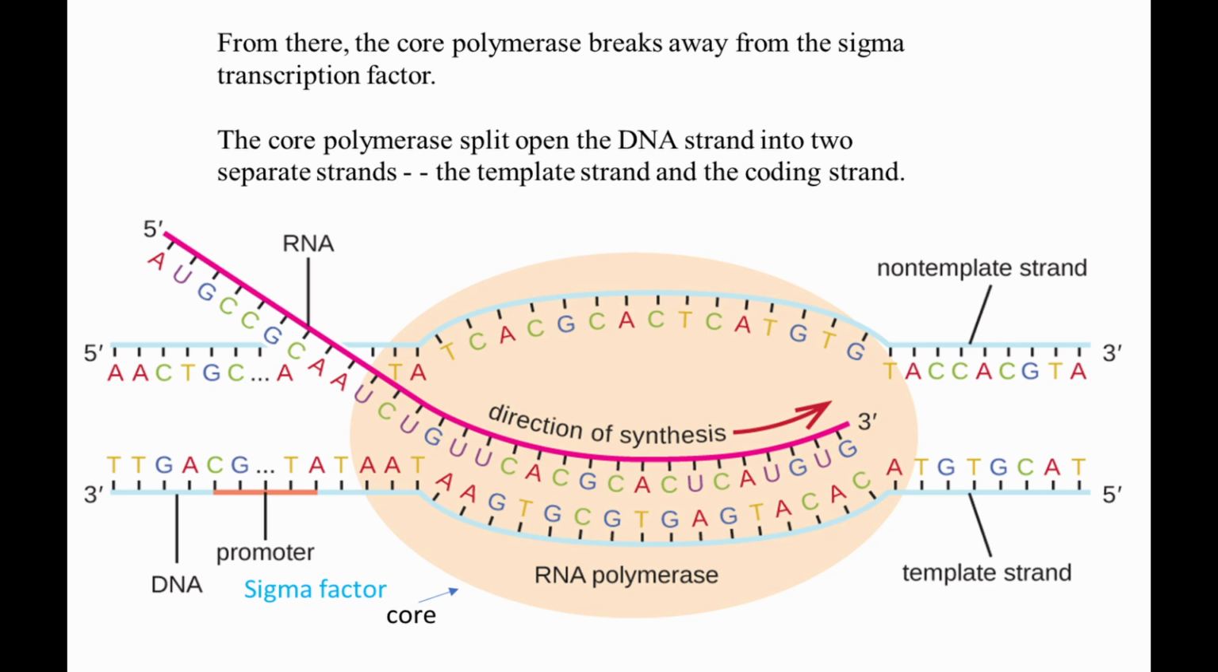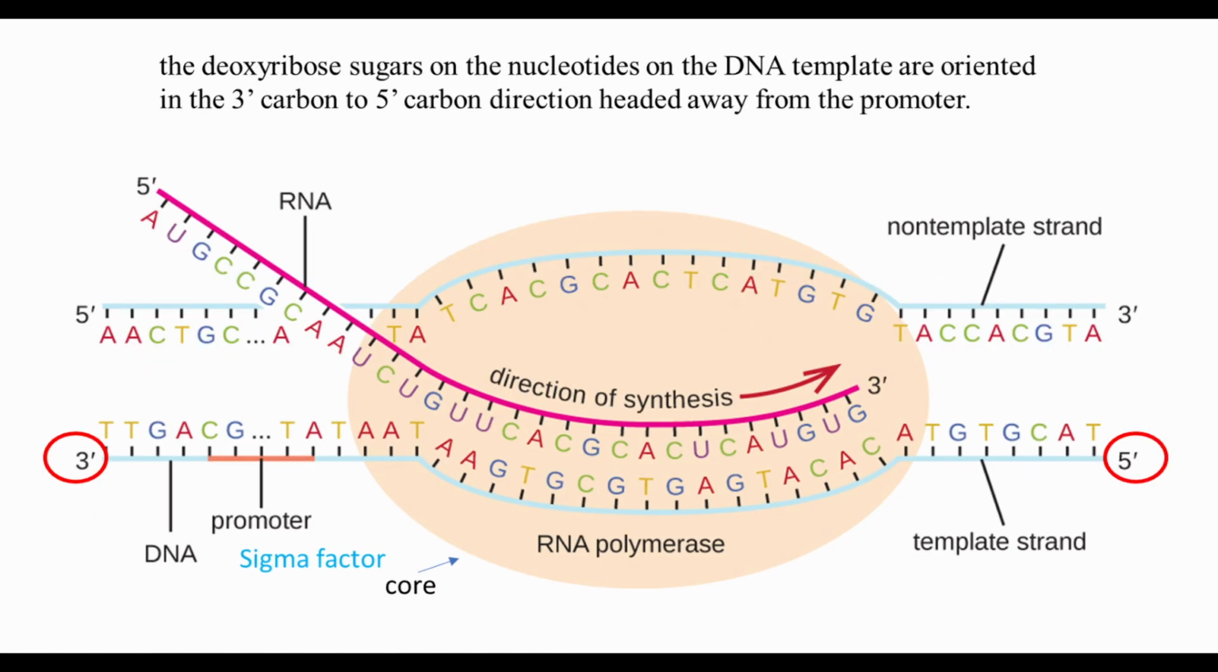From there, the core polymerase breaks away from the sigma transcription factor. The core polymerase splits open the DNA strand into two separate strands, the template strand and the coding strand. On the template strand, the deoxyribose sugars on the nucleotides are oriented in the 3' carbon to 5' carbon direction headed away from the promoter.